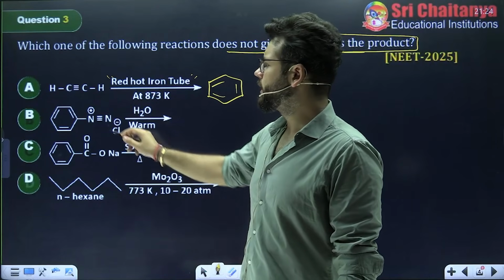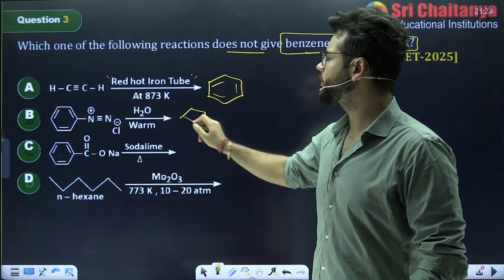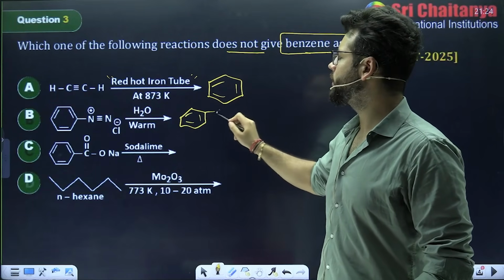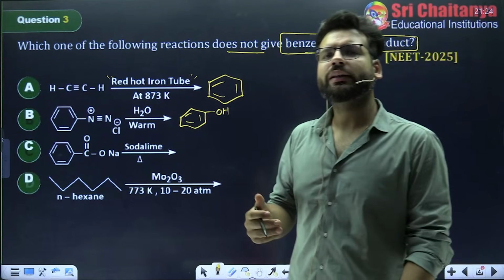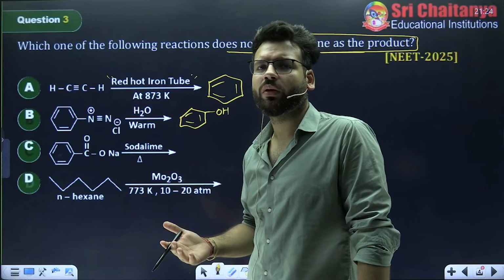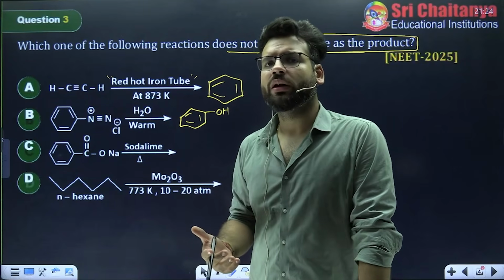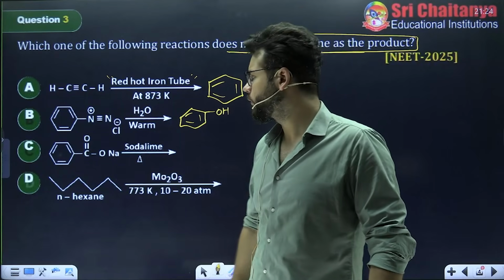Next one is a diazonium salt with water. This one will give you phenol. This is the preparation of phenol. If you want benzene from diazonium, you need to do reduction of the diazonium salt using either H3PO2, which is phosphinic acid, okay, hypophosphorous acid, sorry. Phosphorous acid you can use, or you can use ethanol for the reduction.